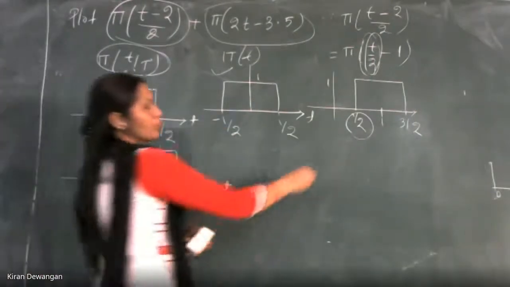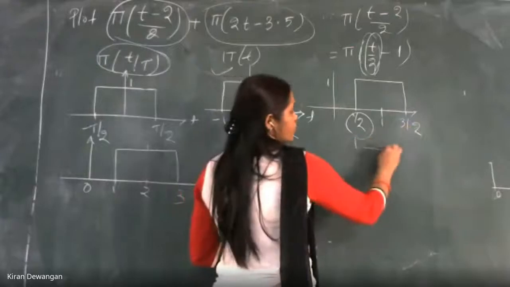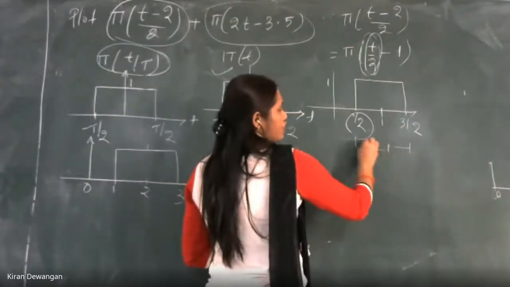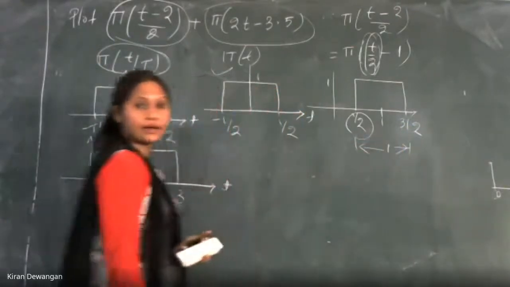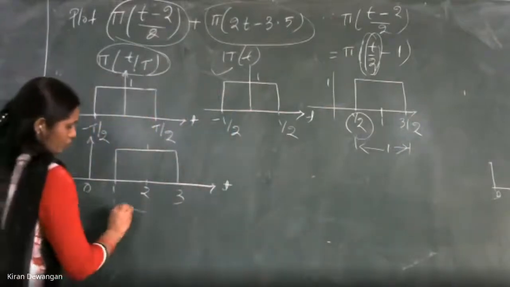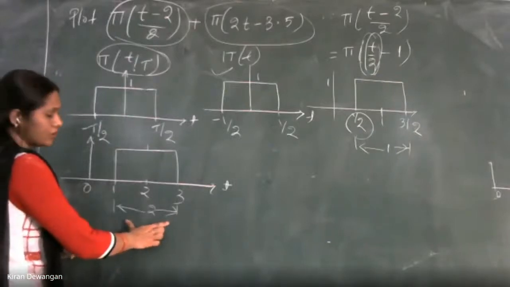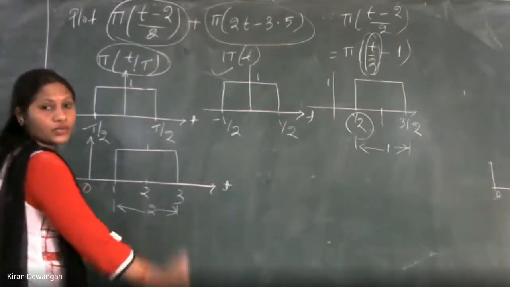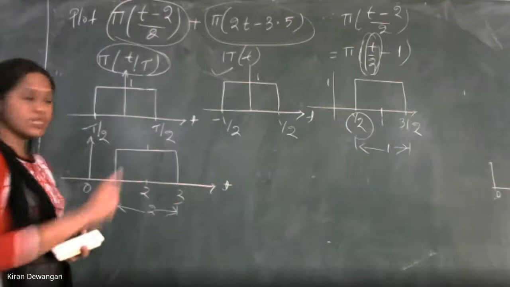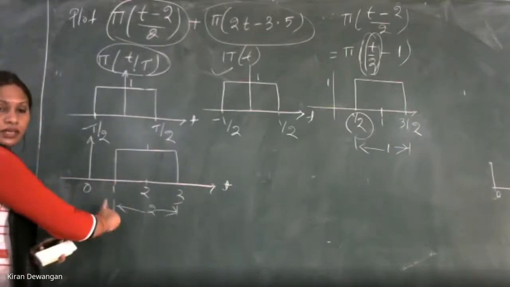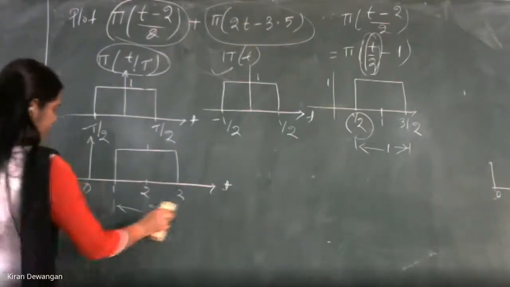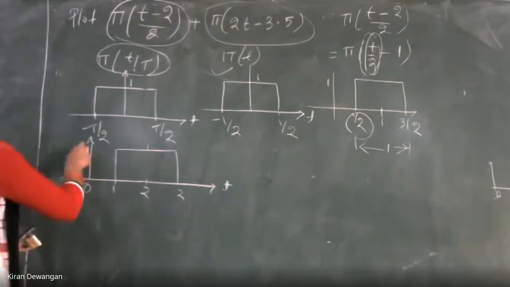It is in between 1 by 2 to 3 by 2, so it is a duration of 1. पूरा जो भी 1 यूनिट का है तो ये हमें आपको 2 यूनिट का रखना है. That should be of an expanded with the factor 2. This one is clear? ये clear है सबको? This is the first part.